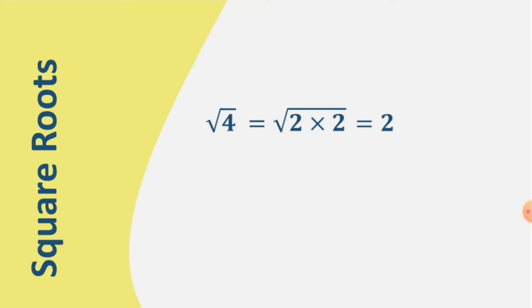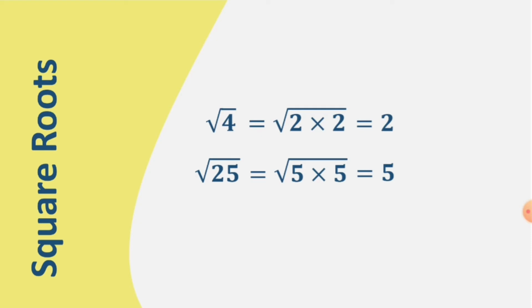And what about the square root of 25? Find the multiplication of two identical numbers that will give 25 as the result. What is that? Yeah, you're right. It is 5 times 5. So the square root of 25 is the same as the square root of 5 times 5. So the result will be 5.